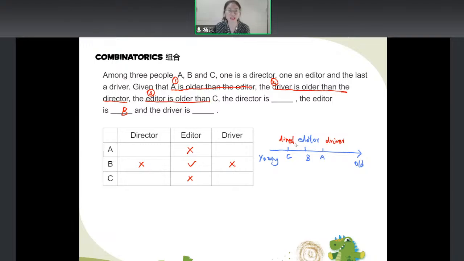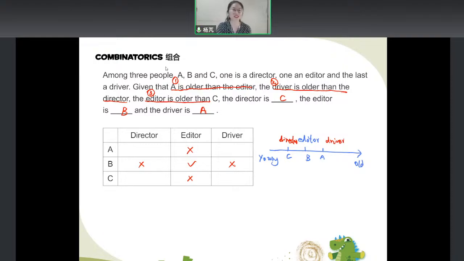Yeah, so I see somebody knows, oh, this is a magic arrow, because you follow our class, right? So who is the director? C is the director, and the driver is A. Sometimes we need to combine these 2 methods, the magic arrow and the table method. Have a quick review. That is what we learn in class. Logical reasoning is a kind of combination.